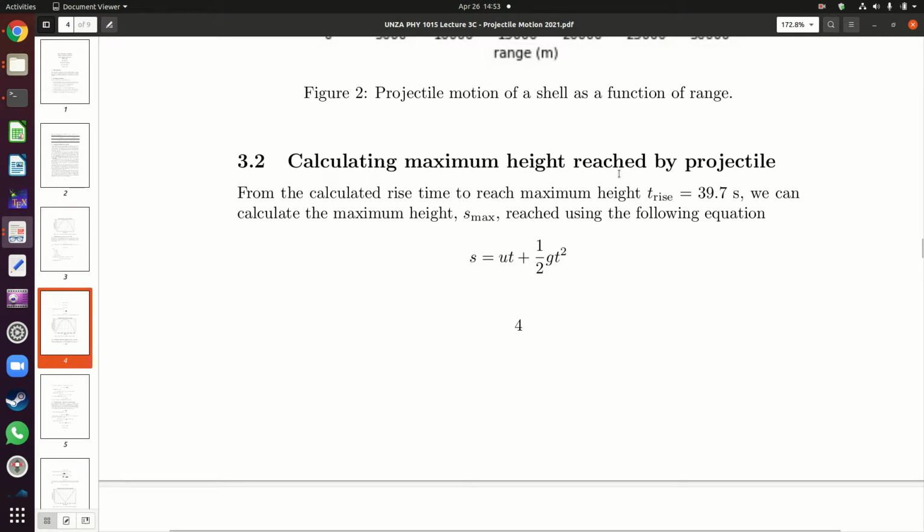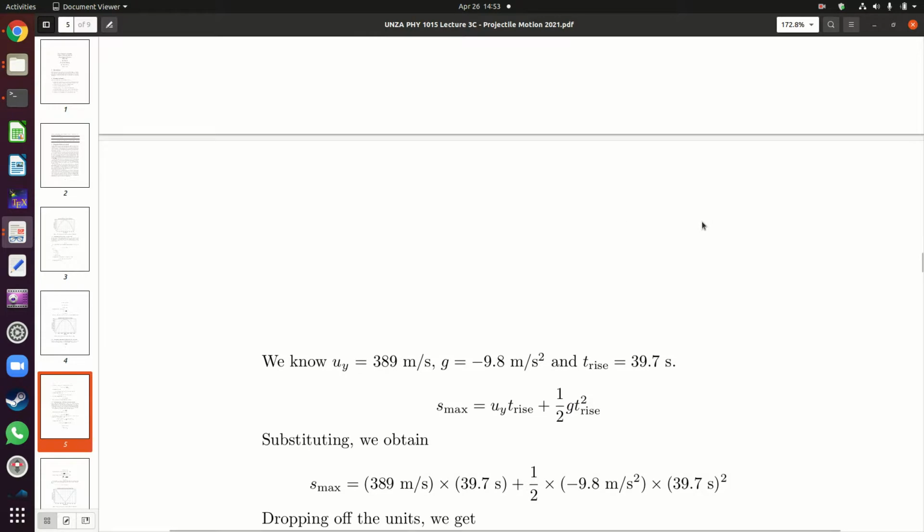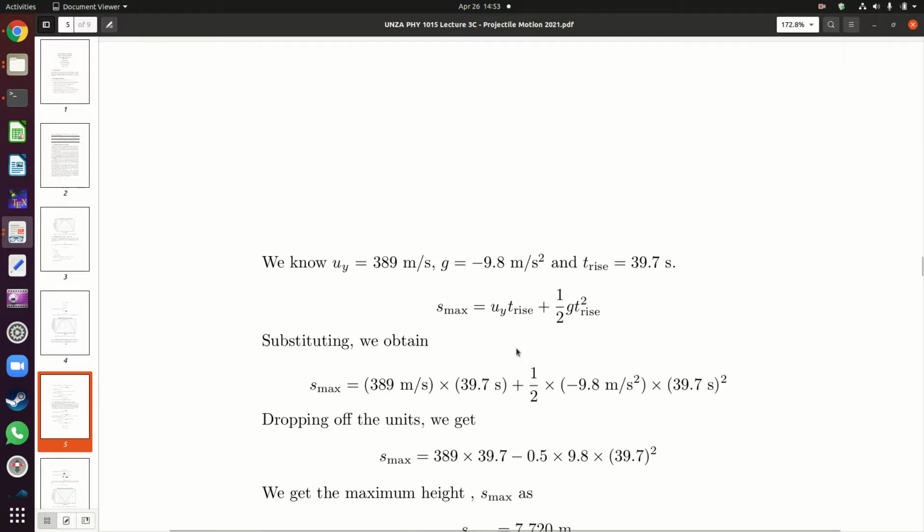So calculating the maximum height reached by the projectile, we can use this formula: S is equal to ut plus half gt squared. We know the rise time for the projectile to reach maximum height is 39.7 seconds, and we also know the initial velocity in the y direction. So S max is equal to u_y multiplied by t rise, the initial velocity in the y direction multiplied by the rise time, then plus half g t rise squared.